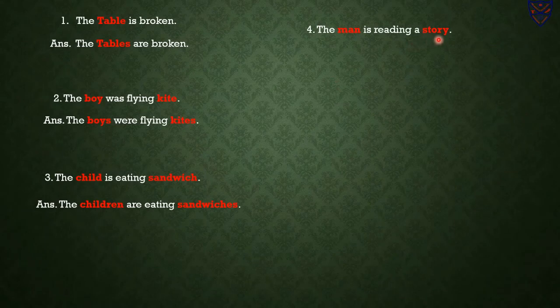The man is reading a story. Convert this sentence into plural. The men are reading stories. Here you can see man's spelling will change. Man means one man, and men are plural, many. So here the men are reading stories. Here you can see Y is at last, right? And before Y, a consonant is there. And if a consonant is there, at that time we will cut Y and add IES. Okay, story will become stories.